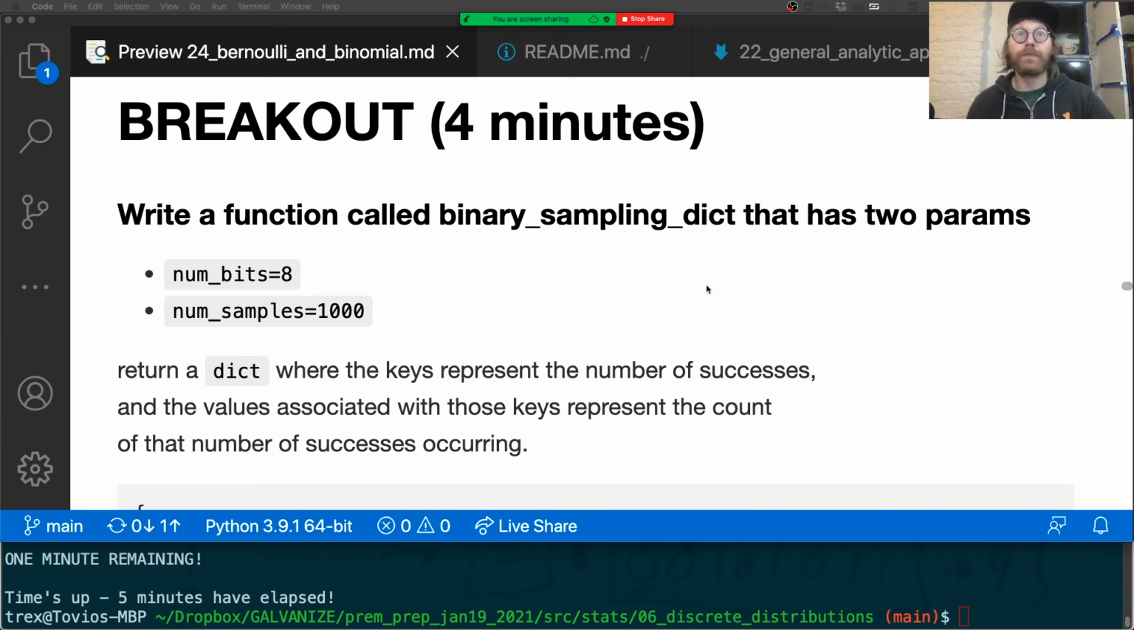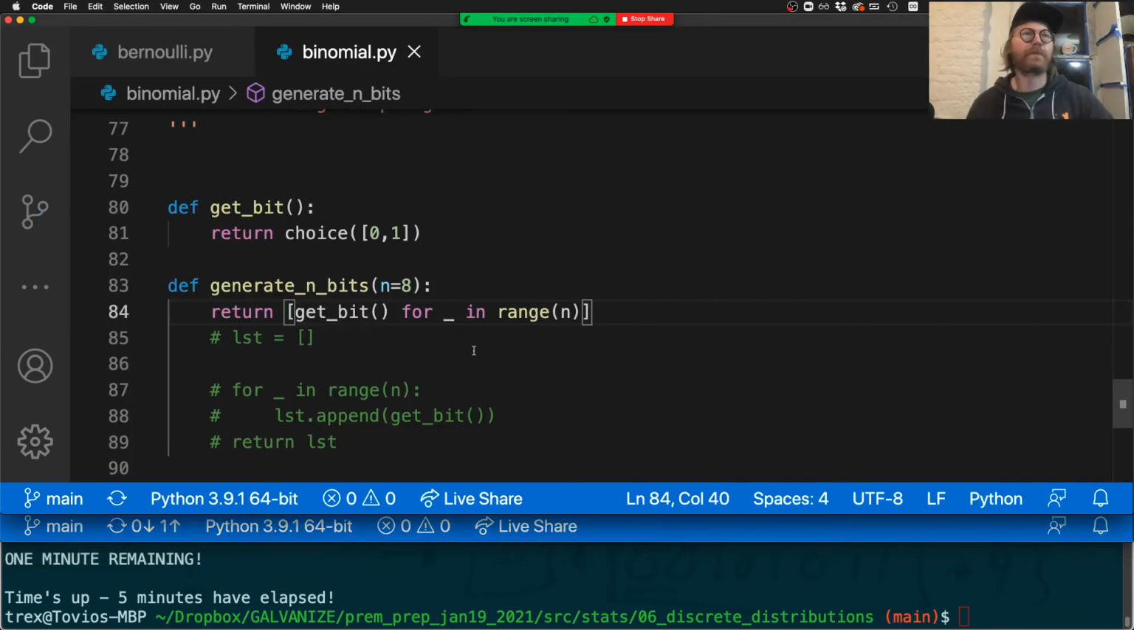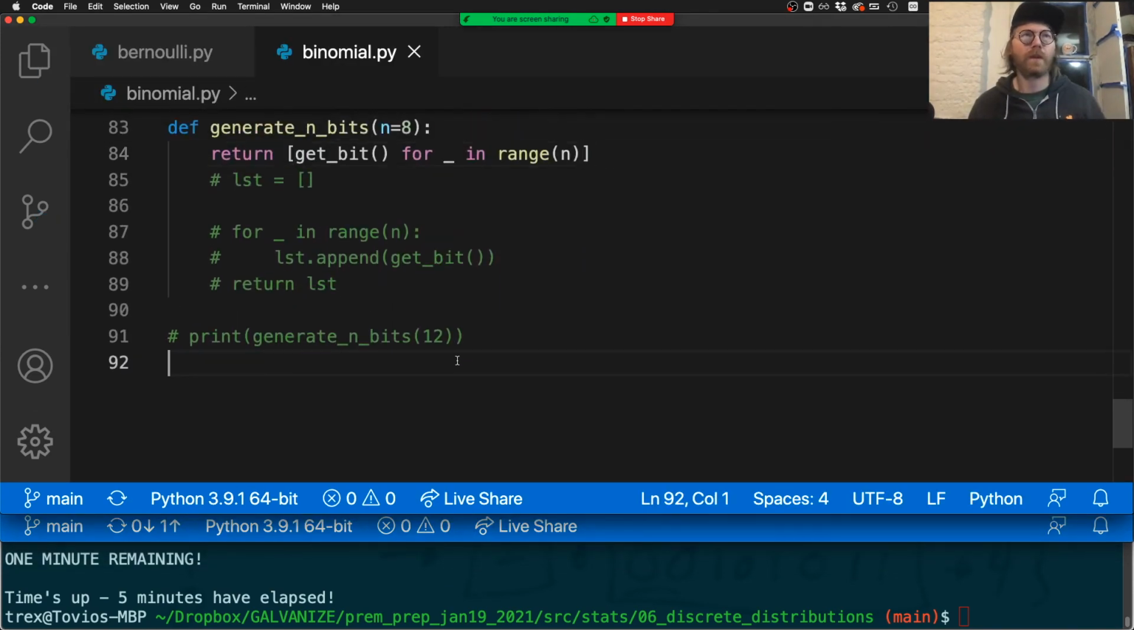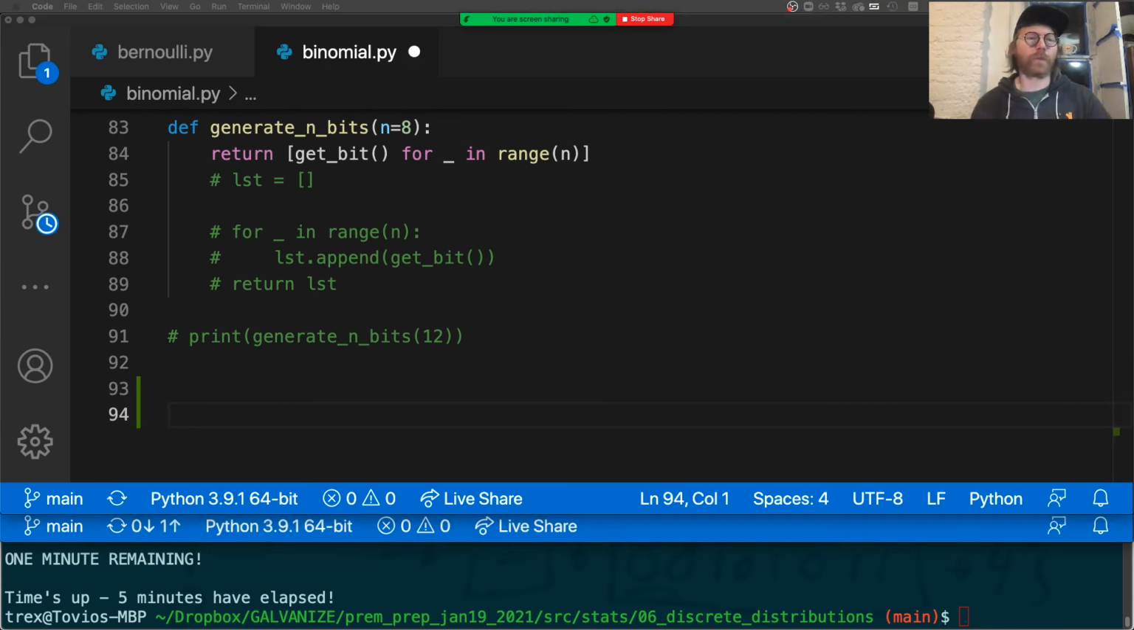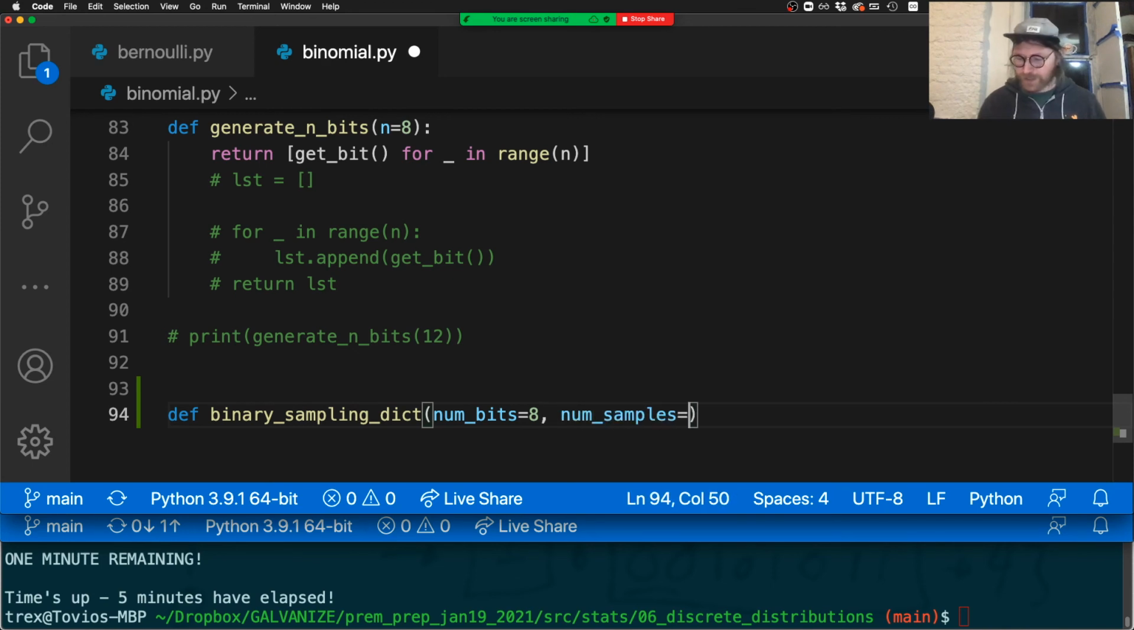All right, I'm going to take us through a solution. Yeah, let's do it. Okay. So in our common sampling approach, we're going to have some number of samples, right? So I'm going to call this binary sampling dictionary, and we're going to have a number of bits, which I think I set to 8 by default, and then a number of samples, which I set to 1,000 by default.